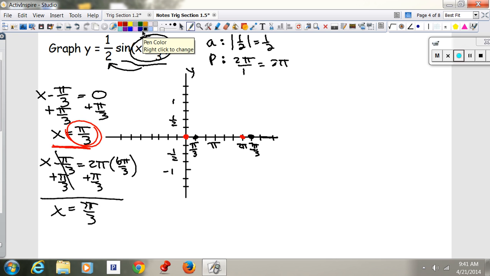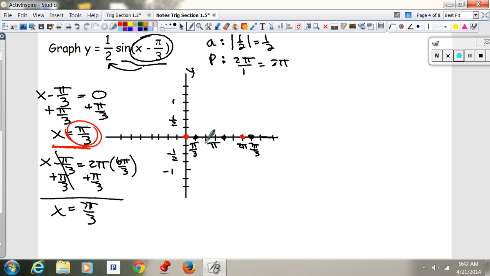Now let me finish what we got here. On a sine curve, what does it look like? A bow tie, which means halfway between these two has to be another intercept. So this is 1 pi over 3, 2 pi over 3, 3 pi over 3. 4 pi over 3 is going to be halfway between those two. It's got to be another intercept. Halfway between my two ending points is another intercept because I have to make a bow tie graph.